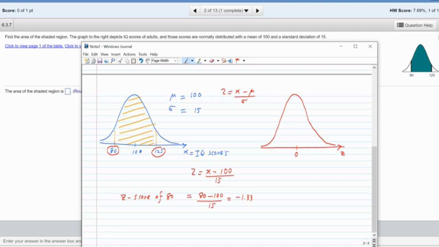And similarly convert 125. The z score of 125 is 125 minus 100 over 15. So that is 125 minus 100 divided by 15, which is 1.67 if you convert into two decimal places. We can round off to two decimal places. So negative 1.33 is right here and positive 1.67 is right there. So the area that we are after is this.